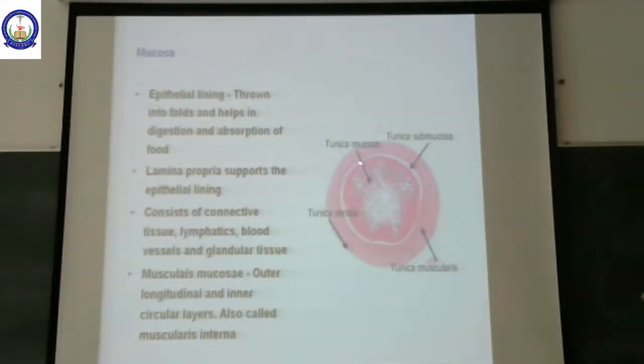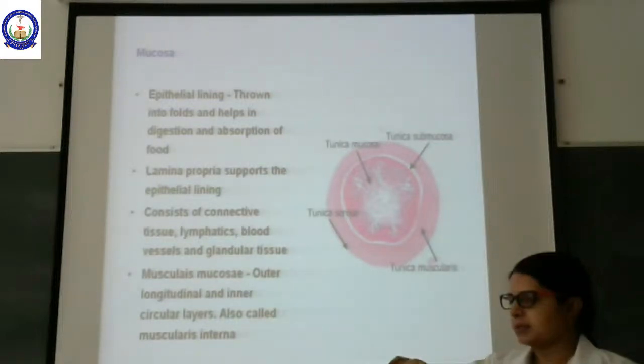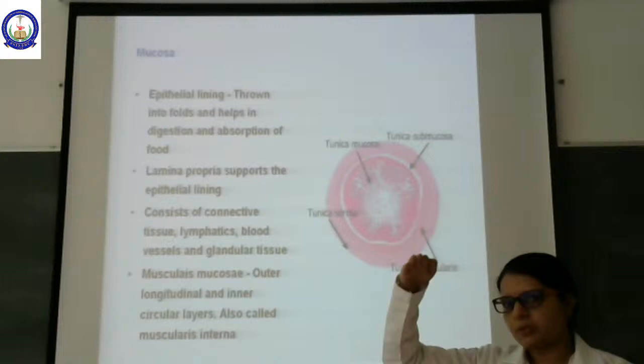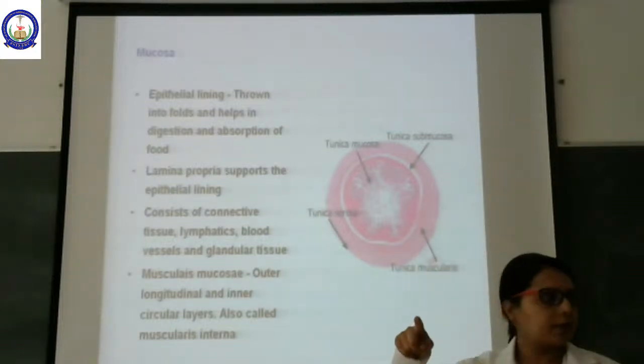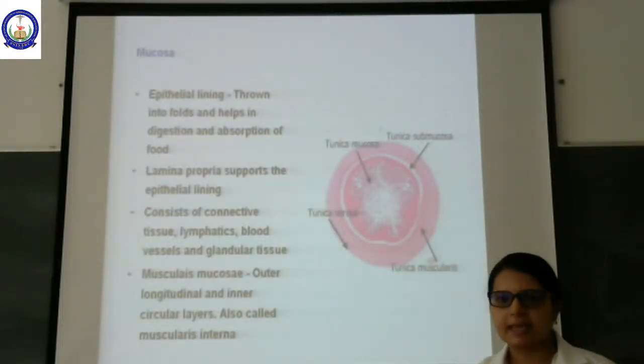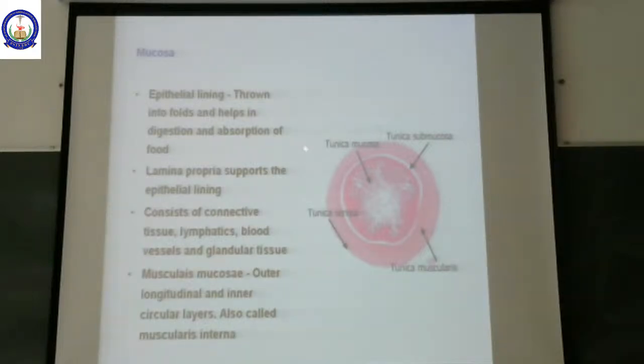The mucosa is the innermost lining of the gastrointestinal tract, and this is known as the epithelial lining. This epithelial lining is thrown into multiple folds. It is not flat like this; rather, it is being folded. Whenever the epithelium is folded like this, it increases the surface area. So it is thrown into folds and helps in the digestion and absorption of food. It provides more area for the digestion of food particles, as well as more area for the absorption of food particles.